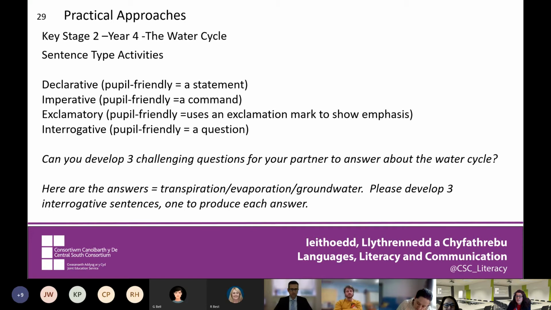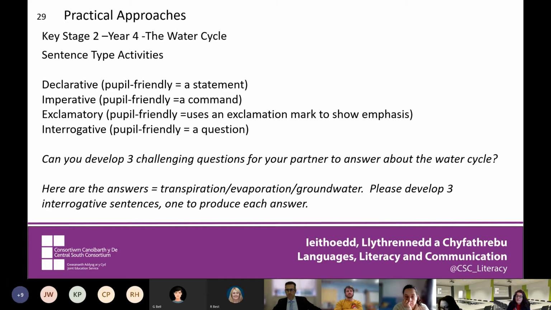You can ask learners to develop challenging questions about what they're studying, such as, can you develop three challenging questions for your partner to answer about the water cycle? Interrogatives or questions are particularly beneficial as developing questions encourages learners to think about the important features in a text. It encourages close reading and helps learners to think about the key elements of questions. Pupils are forced to activate their prior knowledge, and you're getting great feedback as to what they've grasped, so what they've actually understood in the lesson.